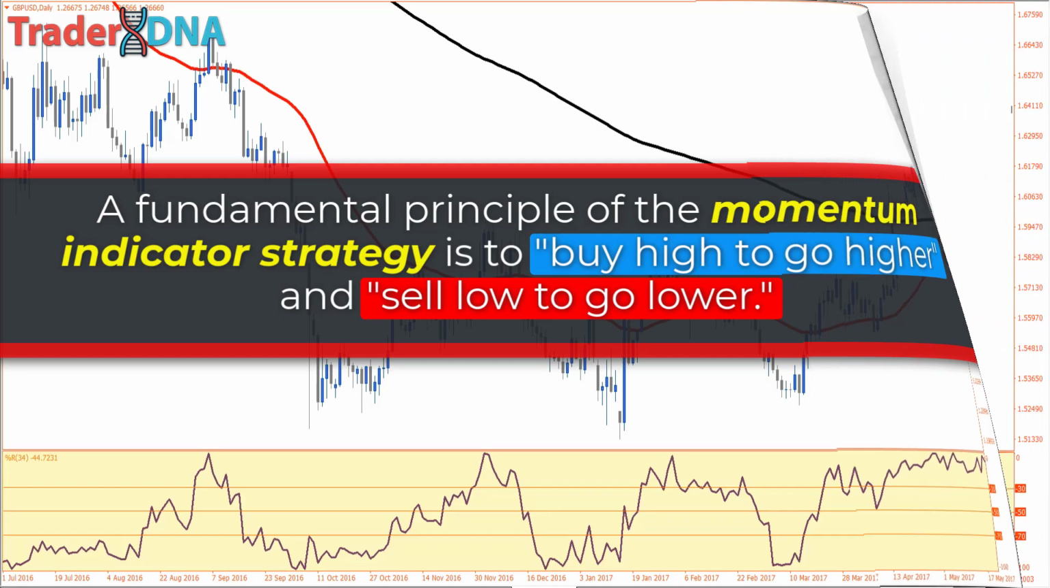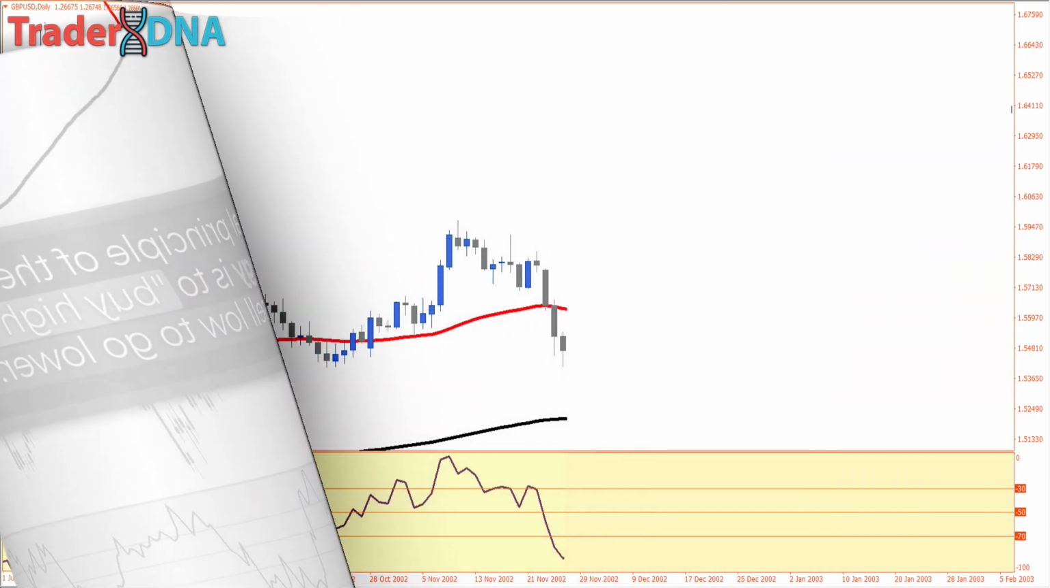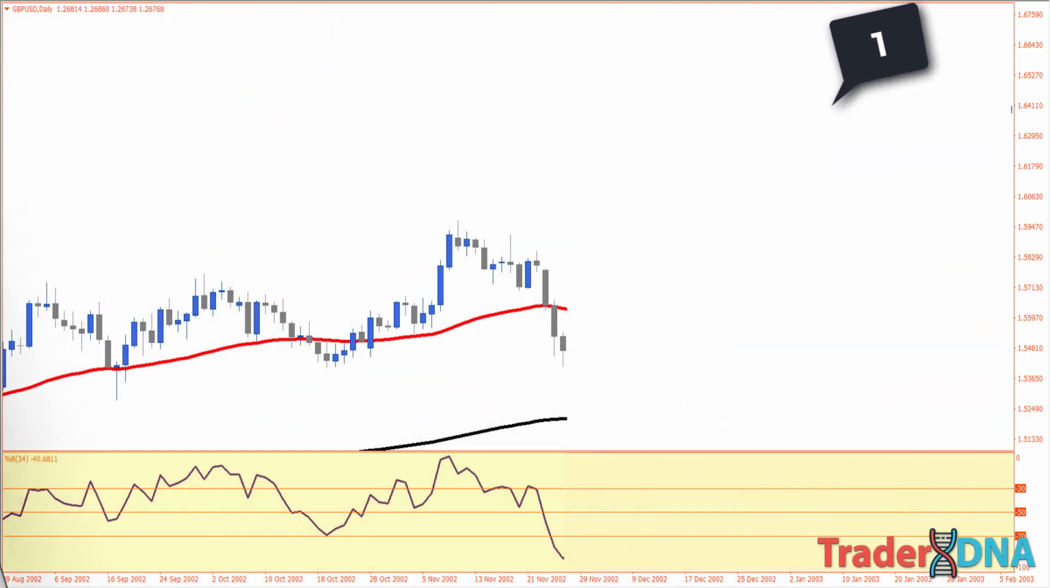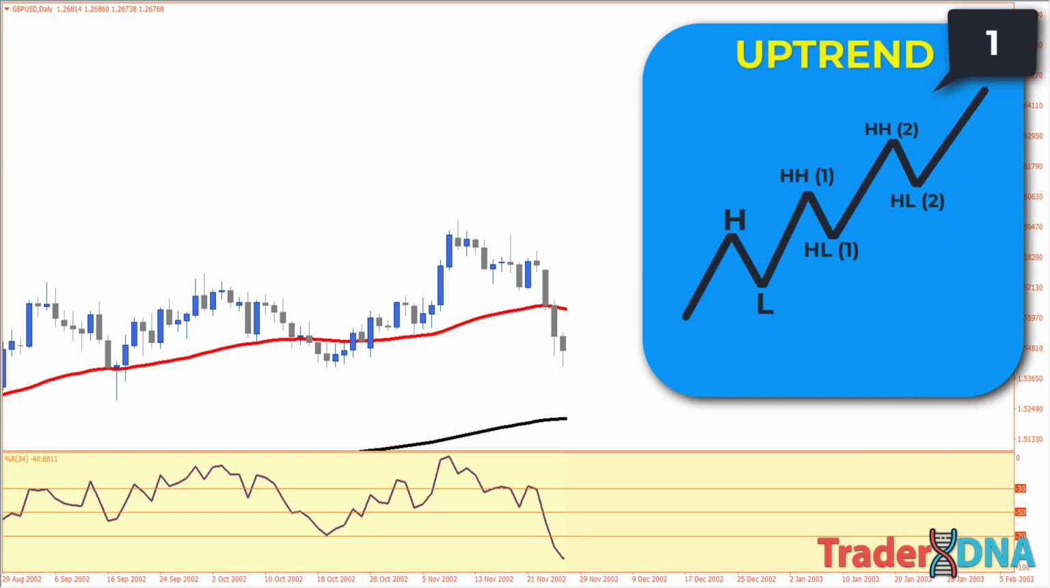Moving forward, we will outline the buying criteria for the optimal momentum trading strategy. Step number 1. Identify the trend. An uptrend is marked by a series of higher highs followed by a series of higher lows. The definition of an uptrend is fairly standardized.